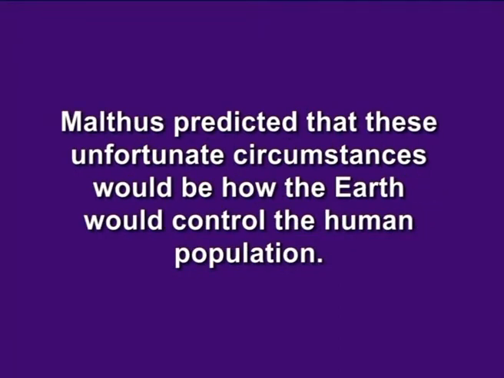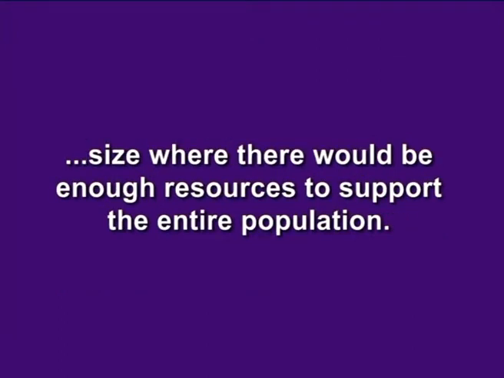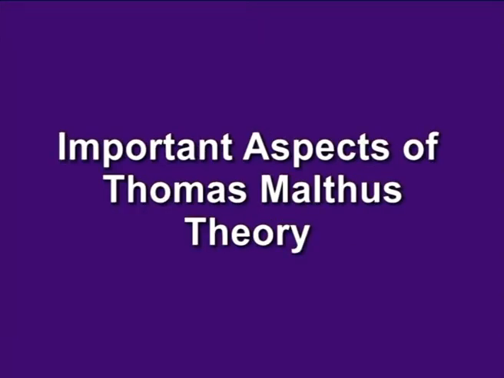Malthus predicted that these unfortunate circumstances would be how the earth would control the human population. He thought that these problems would lead to increased death rates and lower birth rates, which would help return the human population to a manageable size where there would be enough resources to support the entire population. Let us discuss the important aspects of Thomas Malthus' theory.